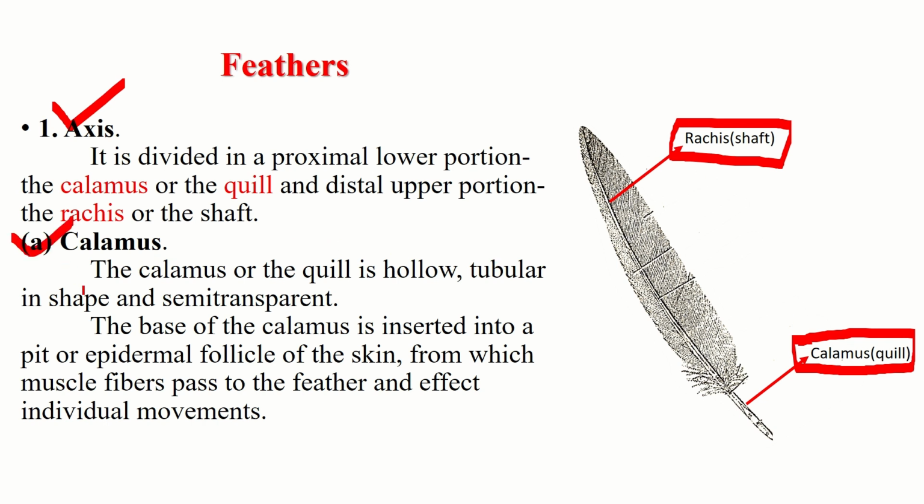The calamus or the quill is hollow, tubular in shape, and semi-transparent. The base of the calamus is inserted into a pit or epidermal follicle of the skin, from which muscle fibers pass to the feather and effect individual movements.